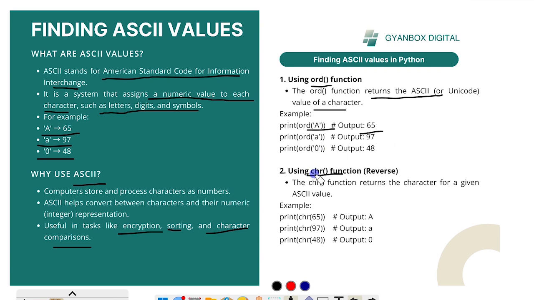Likewise, if I use the CHR function, it is going to work as a reversal, like give a number to it and it will return the respective character from the table. So for example, if I say print CHR of 65, it is going to give me the output letter A. So ORD and CHR are functions used to work with ASCII values. I hope these are pretty simple to directly use and check the output.